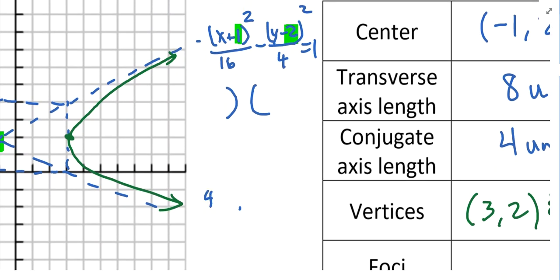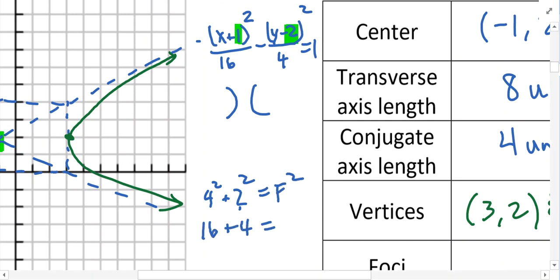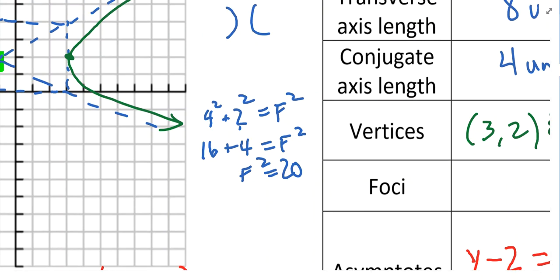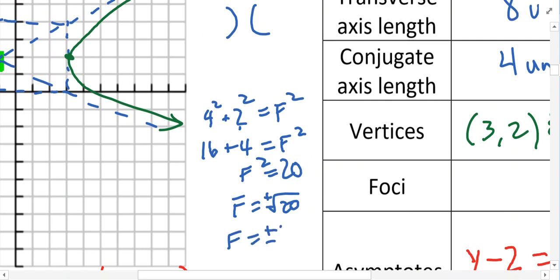4 squared plus 2 squared is equal to f squared. 16 plus 4 is equal to f squared. At this moment, you're going to notice that those numbers are the same as in our denominators. That is not a coincidence. F is the square root of 20, plus or minus, which means we're talking about plus or minus 2 root 5.